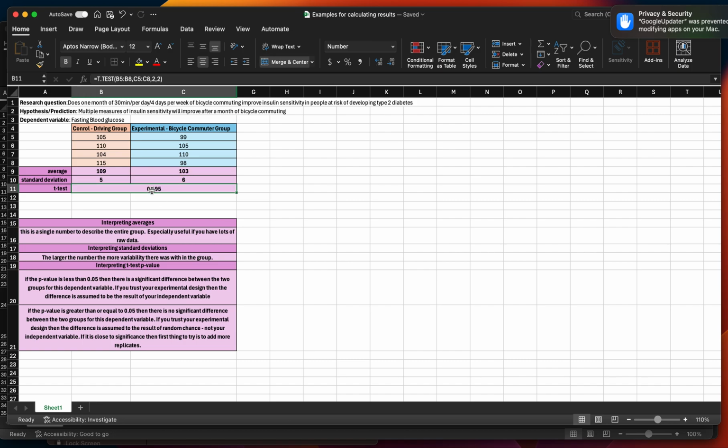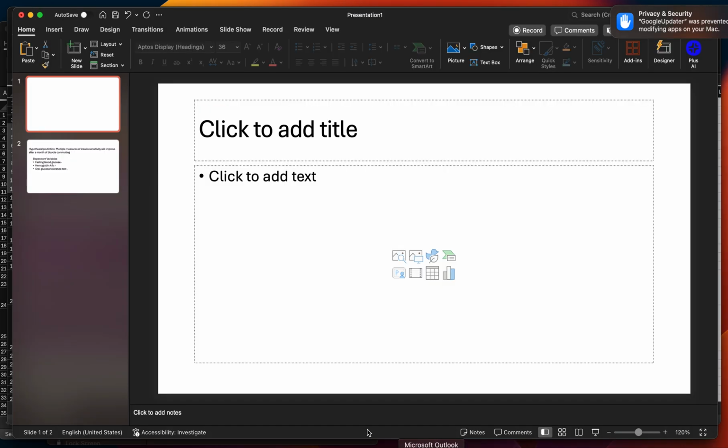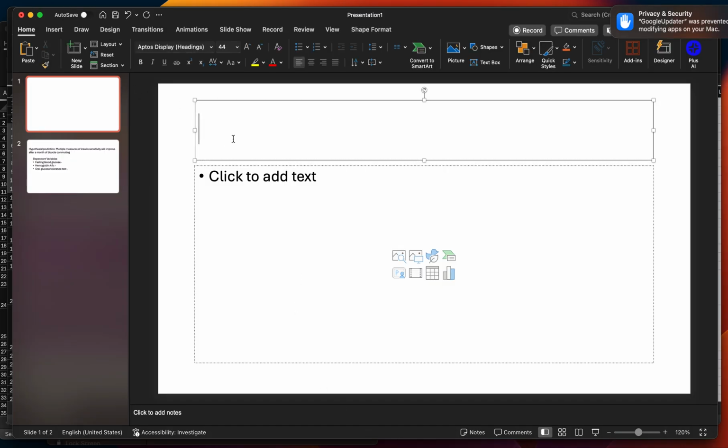This shows maybe there's something more here. And I'm not convinced that these groups are truly different. So you need to make a slide. Copy that, go into your PowerPoint, and name one of your slides whatever your dependent variable is.